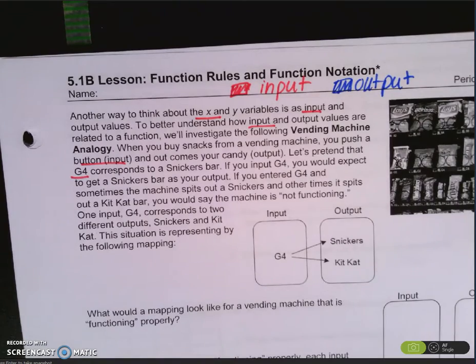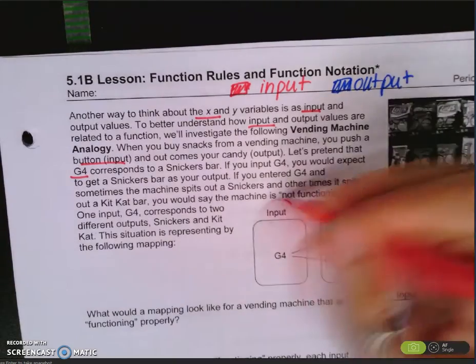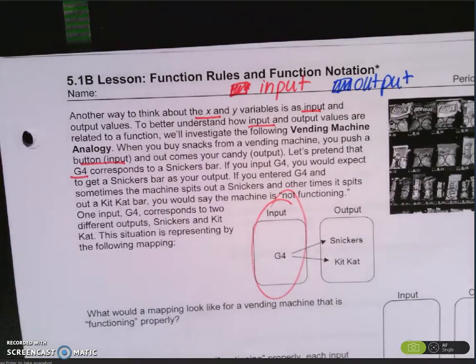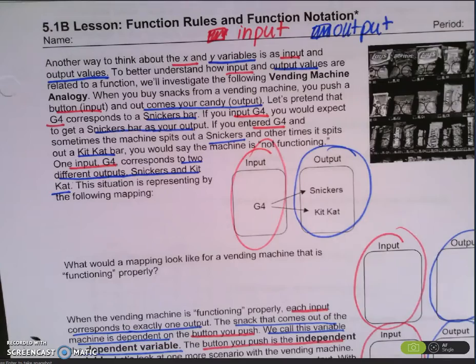Please pause the video for 3 minutes to continue to highlight input and output. Oh, input. Continue for 3 minutes. Awesome. Hopefully your paper is all marked up similar to mine.